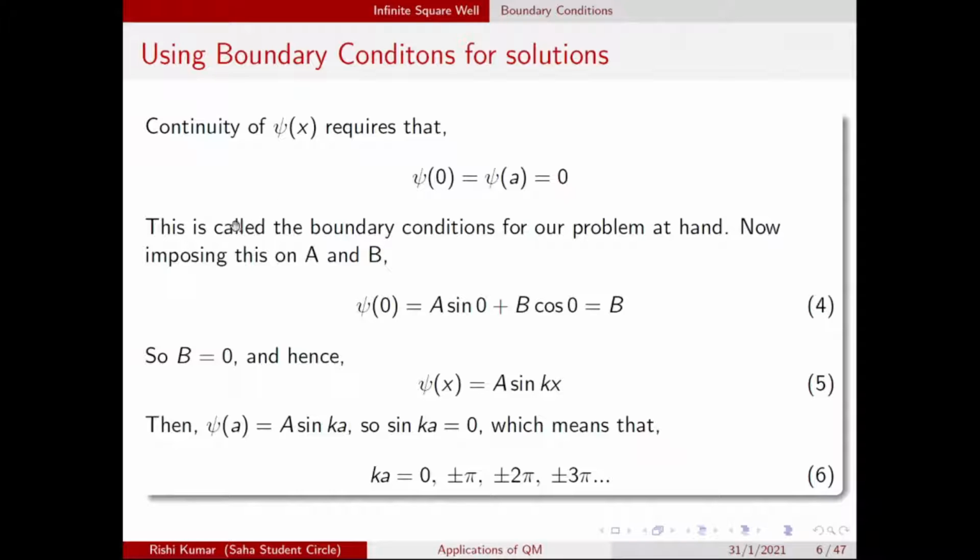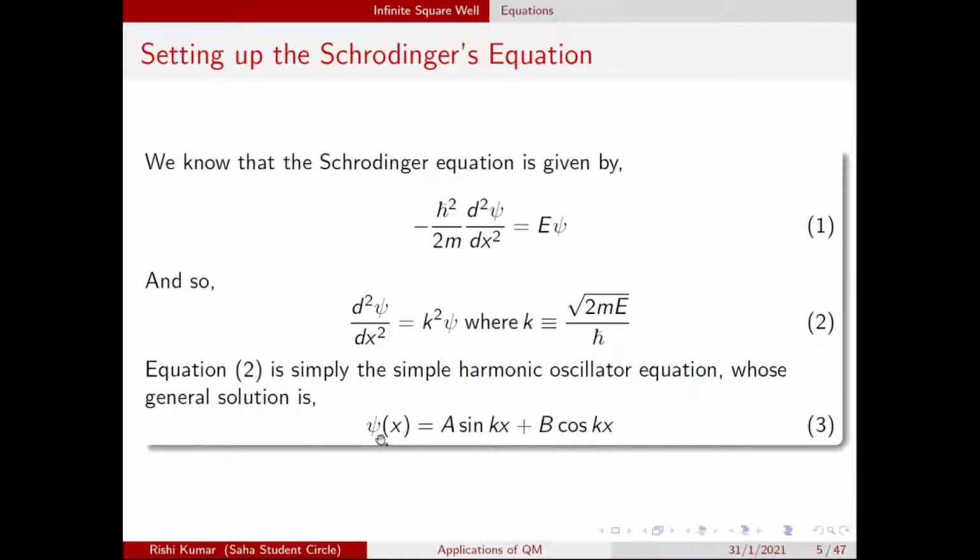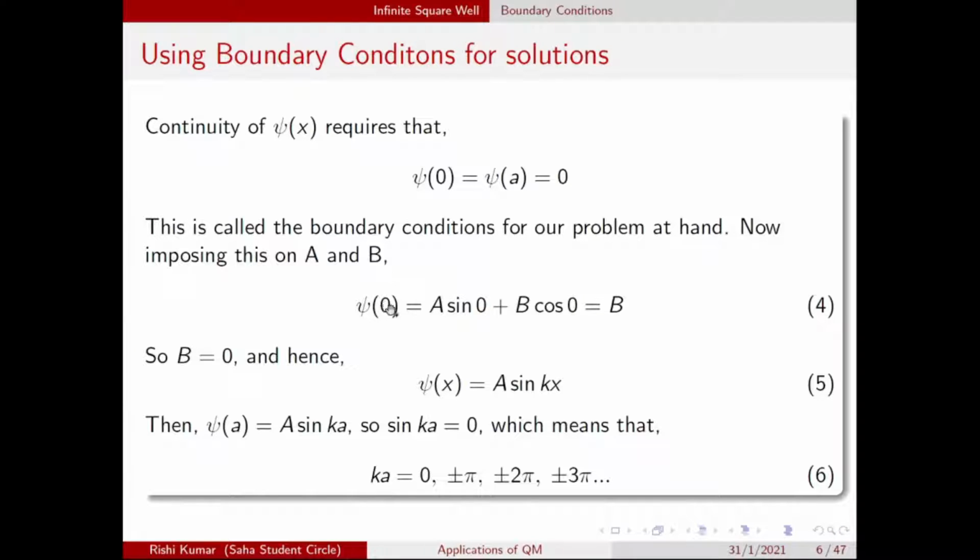Essentially, imposing these boundary conditions into our previous equation, equation 3 here, ψ of x, substituting 0, we have ψ of 0 equals A sin 0 plus B cos 0, which is simply equal to B, because A sin 0 is 0 and cos 0 is 1. So B equals 0, and hence we see here that ψ of x is nothing but A sin kx, because ψ of 0 is B and ψ of 0 is also 0.